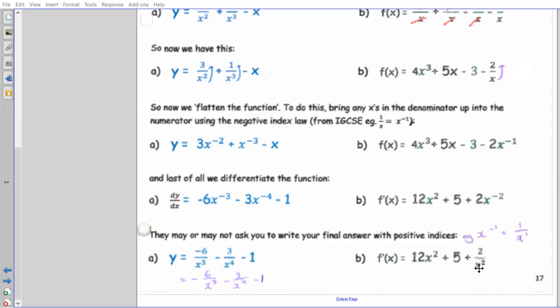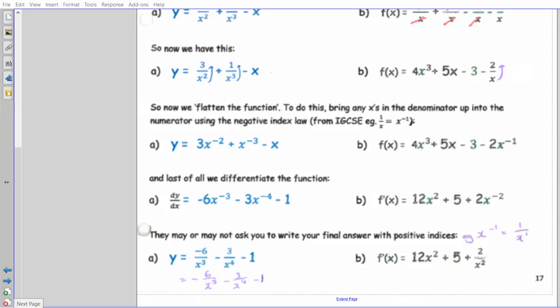So if you're asked to express this with positive indices, as I said, 12x squared is positive already. 5, there's no indices, so you just write 5. But this one's got negative indices, so try to think, how do you make it a positive index? You leave the 2 on the top, and you take the x and bring it down, and make the exponent positive. When you bring it down, it changes sign. When you bring it up, it changes sign. So this is a fine answer unless they ask for it expressed with positive indices, or the question might be to show that it can be expressed like this. So you just have to be aware that that can be turned into this by taking the x, bringing it down, and changing the sign on the exponent.